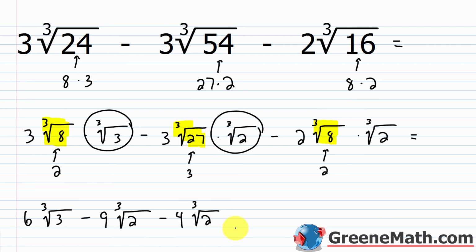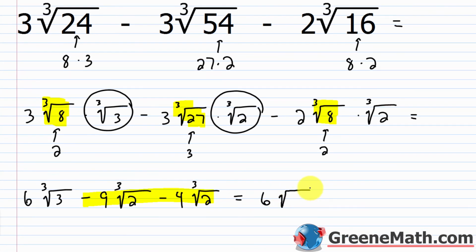Now, we don't have like radicals everywhere, but what we can do is we can combine these two because you have cube root of 2 and cube root of 2. So you'd start out by just writing 6 times the cube root of 3. Then you have negative 9 minus 4, which is negative 13 or minus 13, times that common radical, which is the cube root of 2.